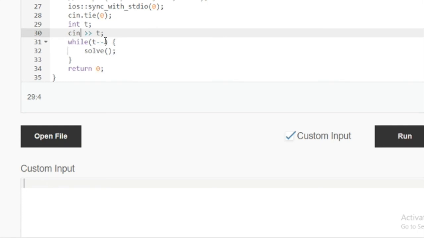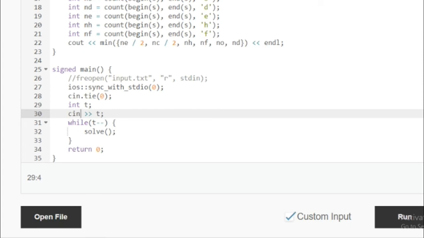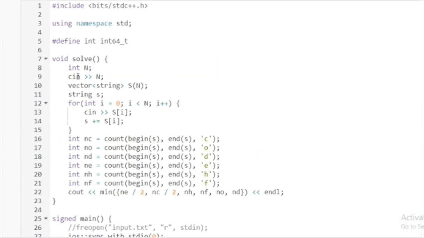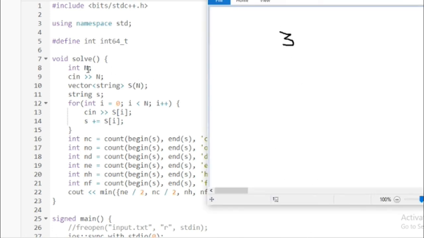What does this mean? It means that for the number of test cases in our problem, how many test cases were there? 3. So the solve function will be run 3 times, will be called 3 times. Okay, so for the first time we go up, then go up again until t is equal to 0. So here, now void solve. First of all, the number of test cases is 3. Okay, now int n, this is the number of strings.